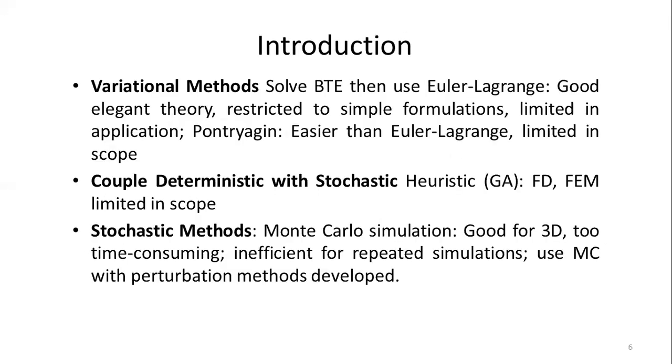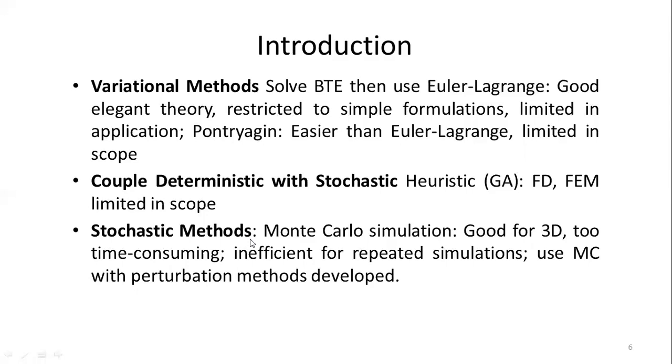So in variational methods, you would solve the Boltzmann transport equation for a radiation problem, then use Euler-Lagrange. It is a good, elegant theory. It is restricted to simple formulations and limited in application. Pontryagin's work was found to be easier than that of Euler-Lagrange, but variational methods are limited in scope. You could also couple deterministic methods with stochastic methods, such as coupling finite difference, finite element methods with a heuristic method, such as genetic algorithms.